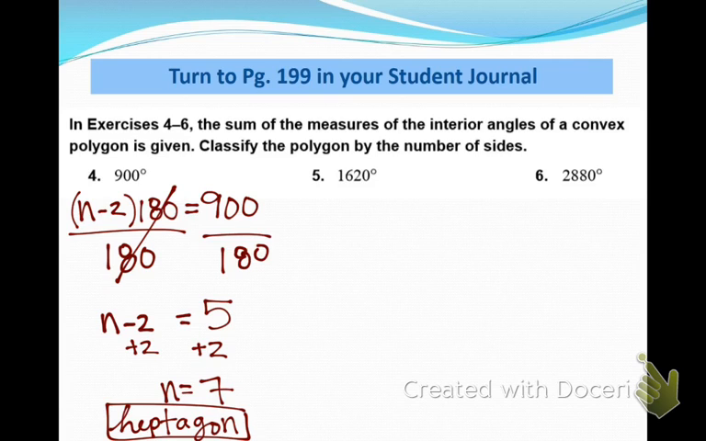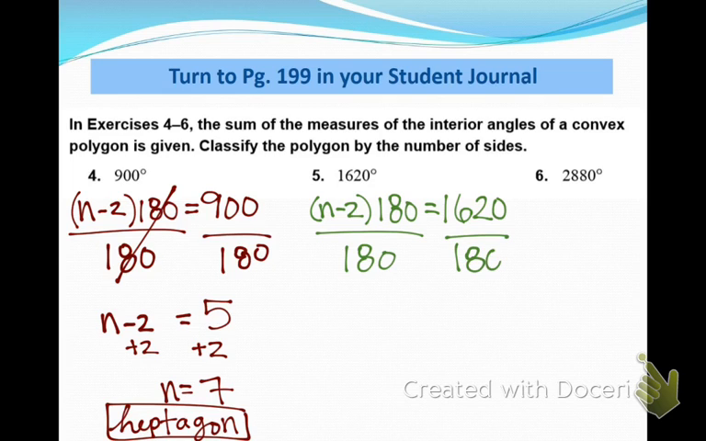So heptagon. All right, we're going to do the second one as well. Number 5, you do the same thing. We're going to write our formula, n minus 2 times 180, and it equals 1620. I want to get n by itself, which means I need to get n minus 2 by itself. So what do I do first? Divide by 180. What is 1620 divided by 180? 9. Add 2.